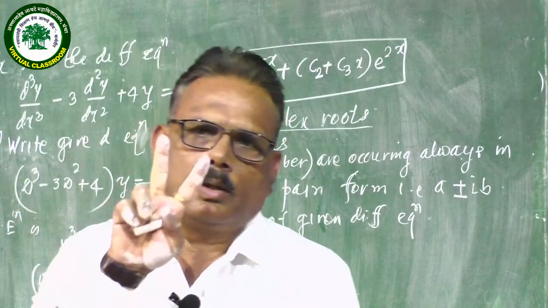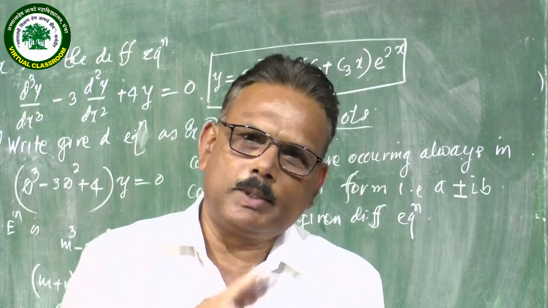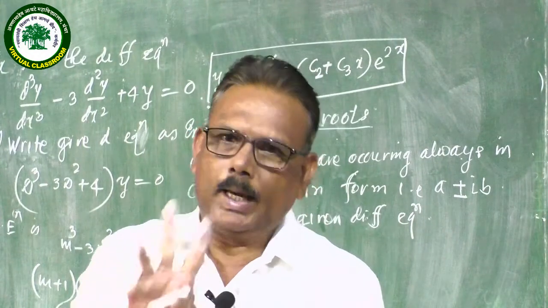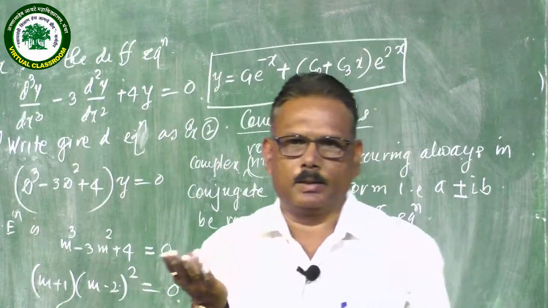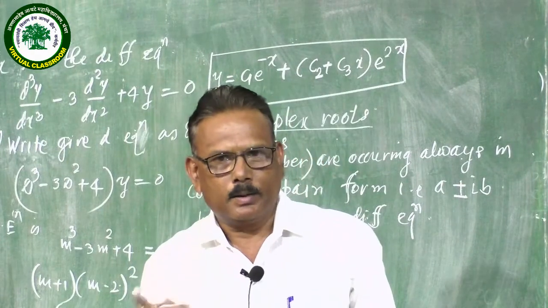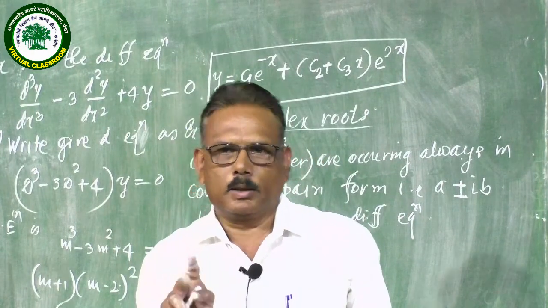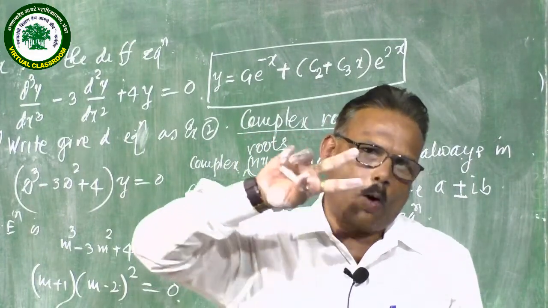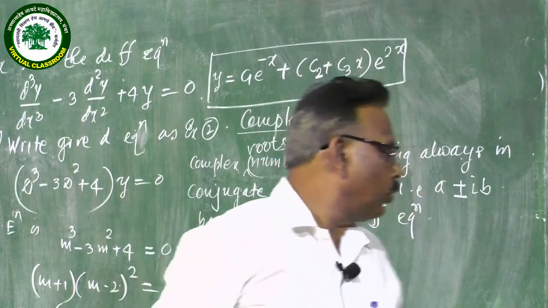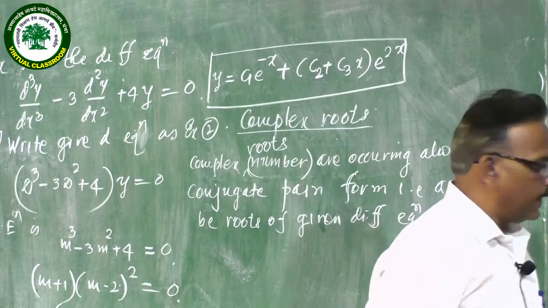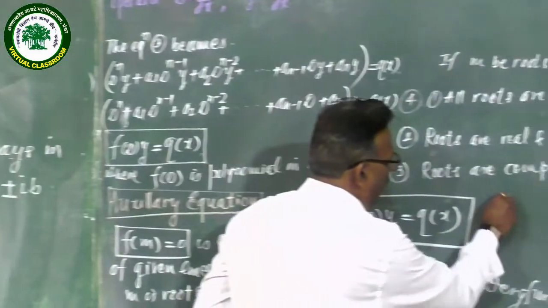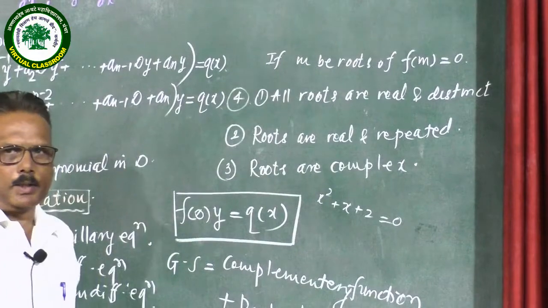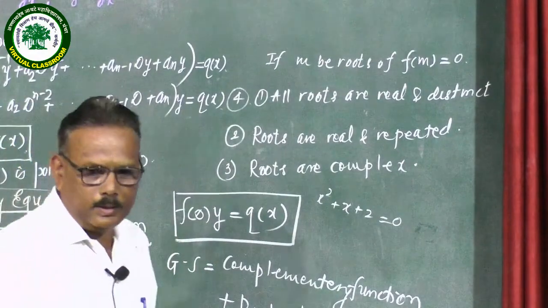Suppose the differential equation is quadratic, that means it is of order 2. There are three possibilities. Roots will be real and distinct, roots will be repeated twice, and the third possibility is that both roots are complex numbers. For example, I am taking a simple example here: x square plus x plus 2 is equal to 0. It is a simple quadratic equation. While you are solving it, what will happen?